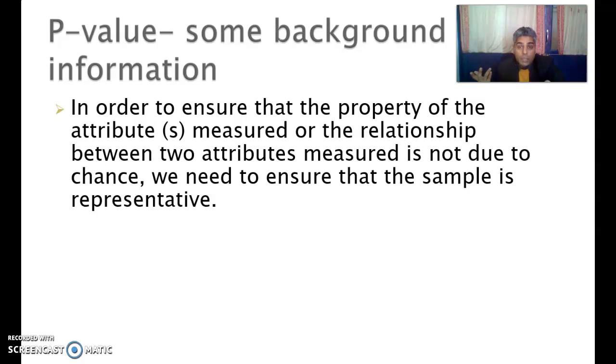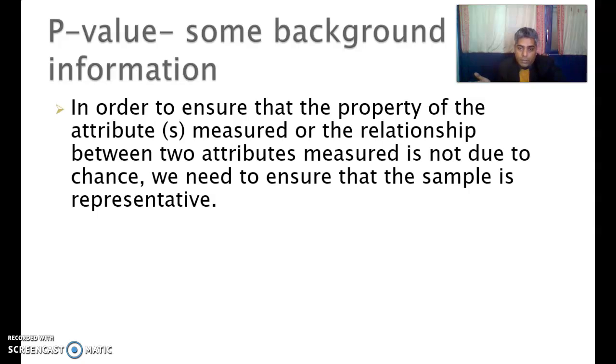Right? They are related. Now, somehow we know that the color of the apple and the size of the apple are related, and these are two variables, and we are measuring the relationship between these two attributes, or the variables, of the apples drawn from the population of apples inside the box. So we would want to ensure that the sample is representative, in order to ensure that the sample that we are observing is not just by chance, or the traits that are being measured, or the relationship that is being measured, is not just by chance.